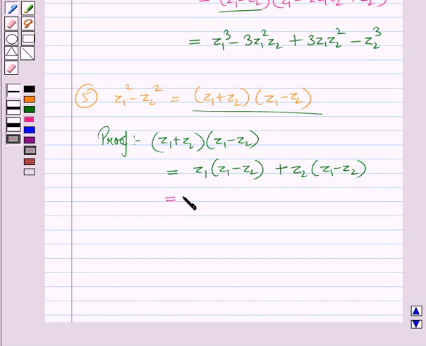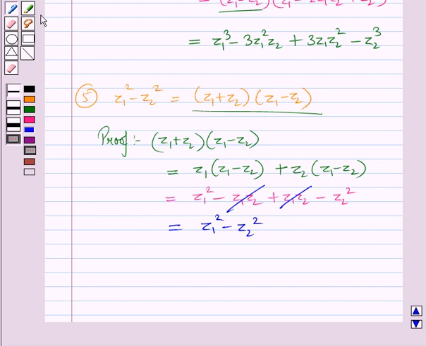Now this is equal to Z1 square minus Z1 Z2 plus Z2 Z1. So it can be written as Z1 Z2 as multiplication is commutative in C. So it will be plus Z1 Z2 minus Z2 square. Now these terms are cancelled with each other. So this is equal to Z1 square minus Z2 square. Hence, this identity is proved.